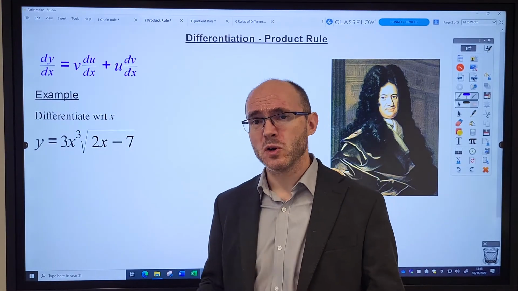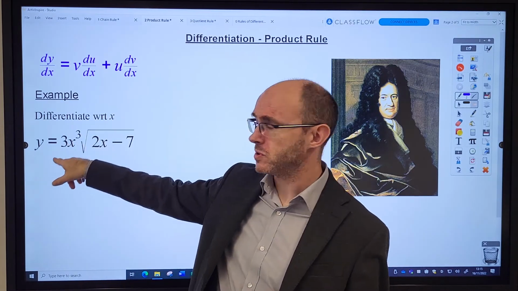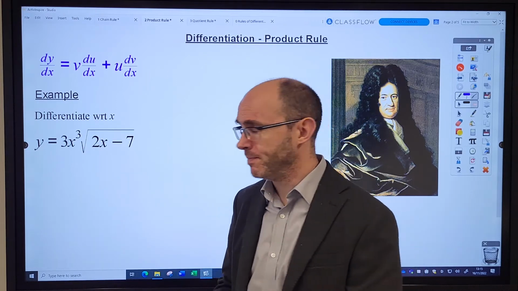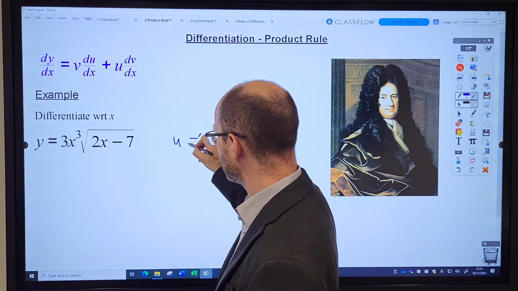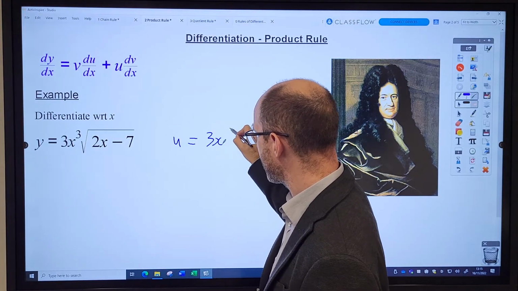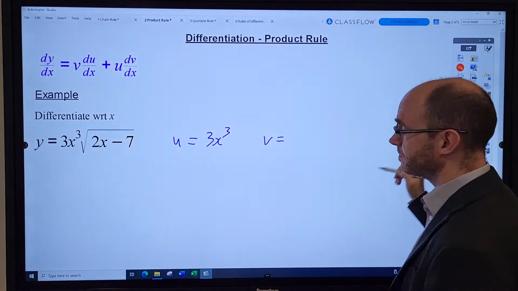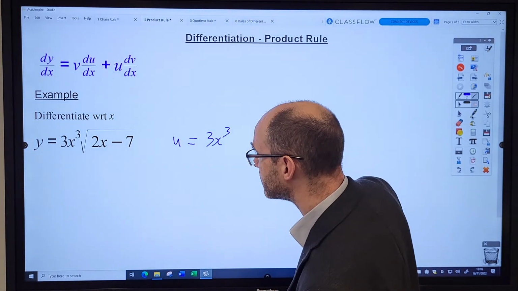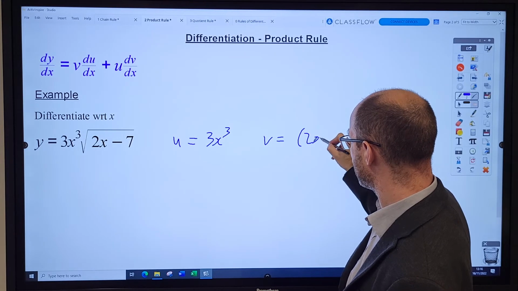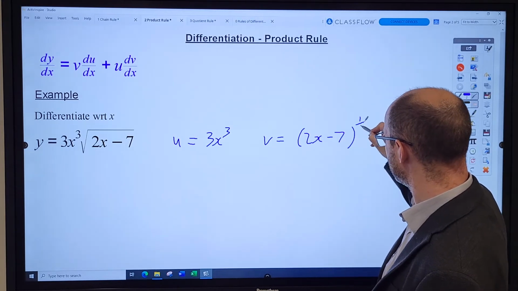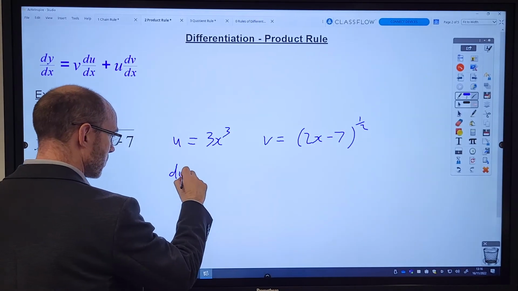Now, product rule again, because as I said, it's a product of two separate terms: 3x cubed, separate to root 2x minus 7. So set it up as u equals and v equals. So u equals 3x cubed and v equals, and we'll just say goodbye now to Mr. Leibniz, v equals 2x minus 7 to the power of half, the square root of 2x minus 7. Differentiate each of these one at a time.